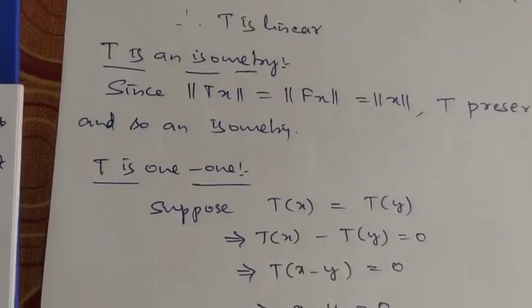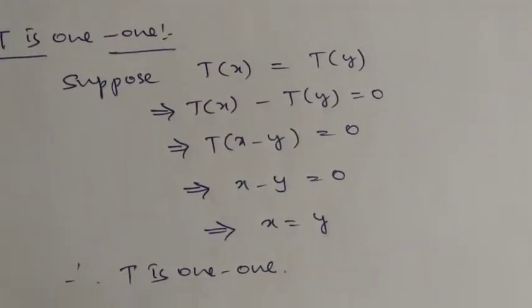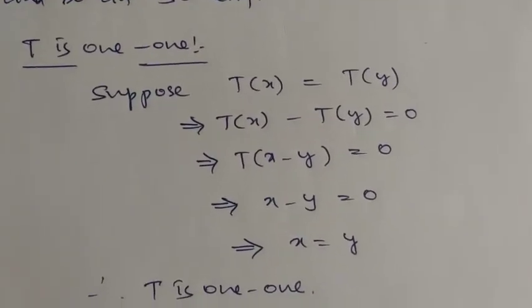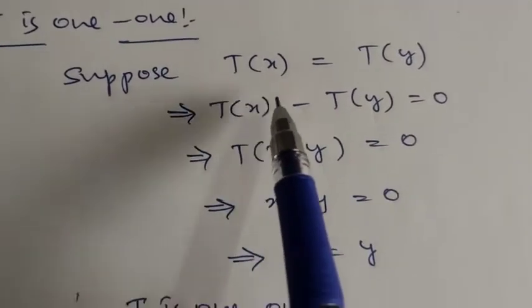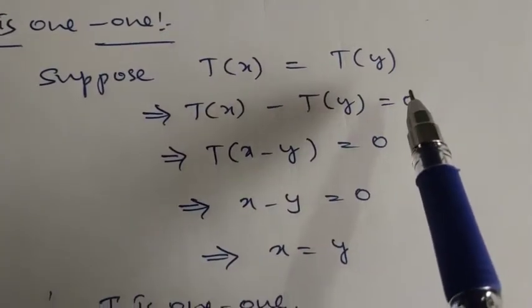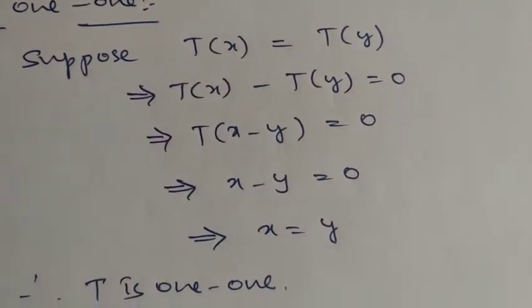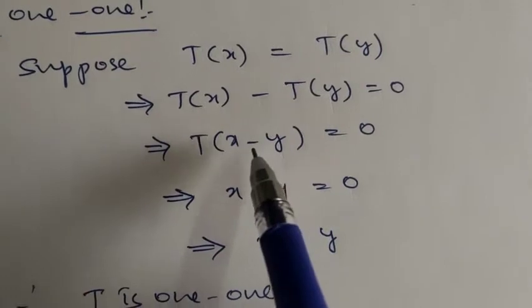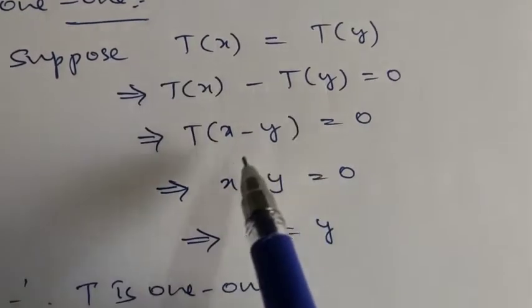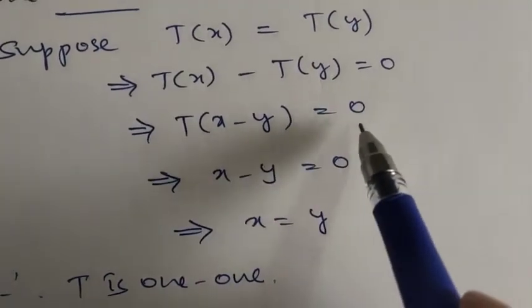Now T is linear. The next two conditions are T is one-one and T is onto. Let us show T is one-one. Suppose T of x is equal to T of y. If T of x is equal to T of y, what will happen? T of x minus T of y is 0. So already we have shown T is linear. This implies T of x minus y is equal to 0.